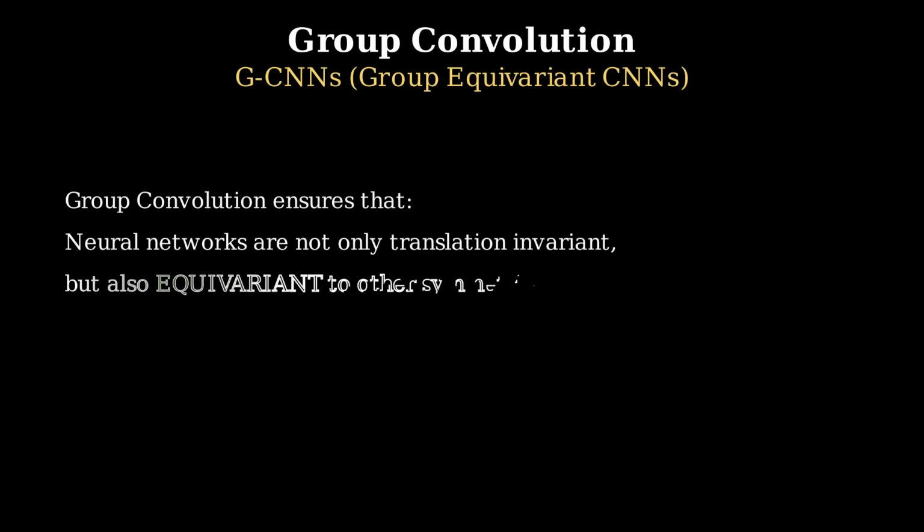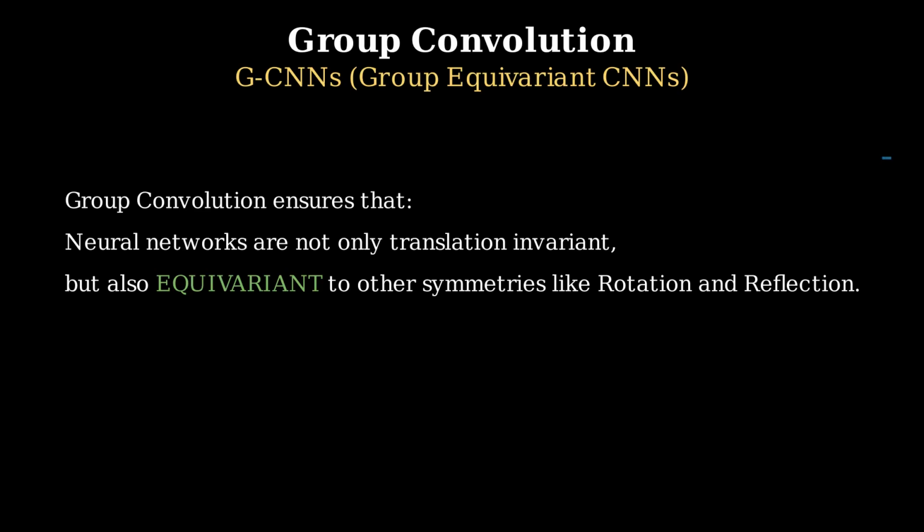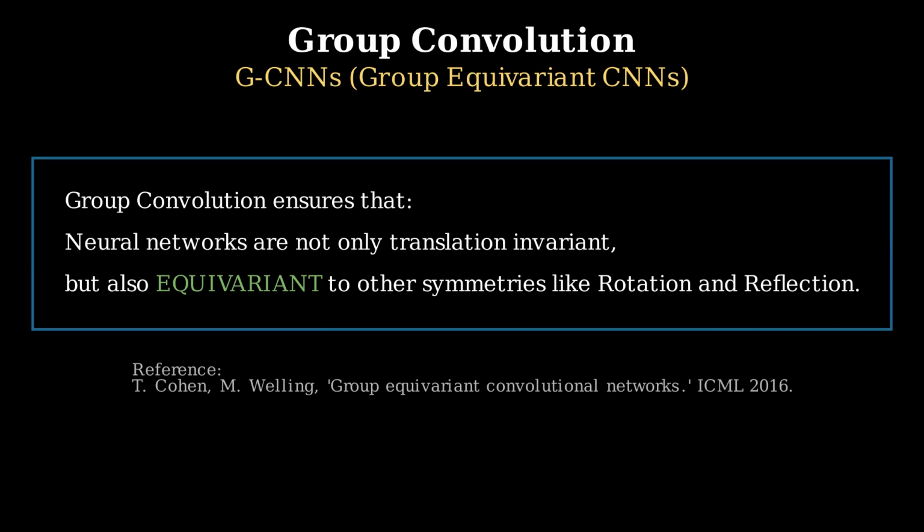This brings us to group equivariant CNNs. By using this generalized convolution, neural networks guarantee equivariance to complex symmetries like rotations and reflections. This beautiful and foundational concept was first introduced by Taco Cohen and Max Welling in their landmark 2016 paper.